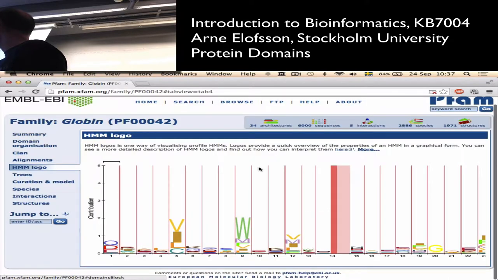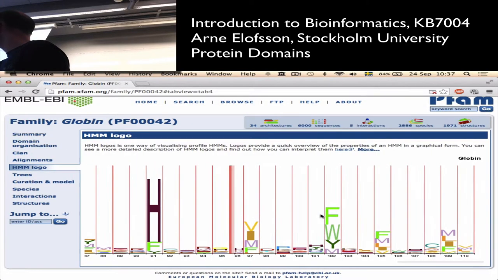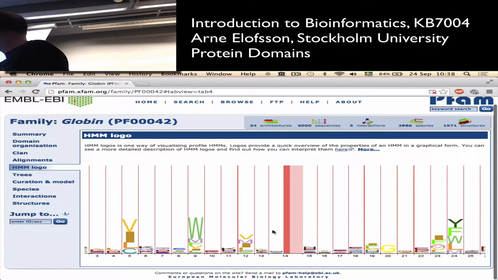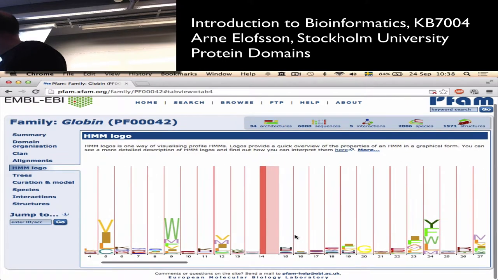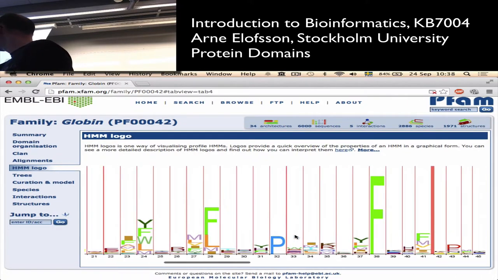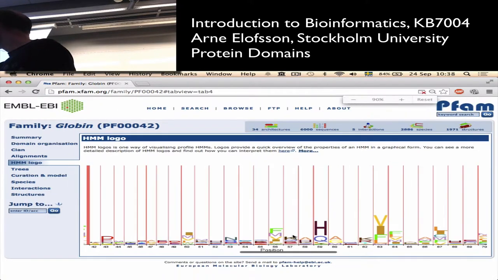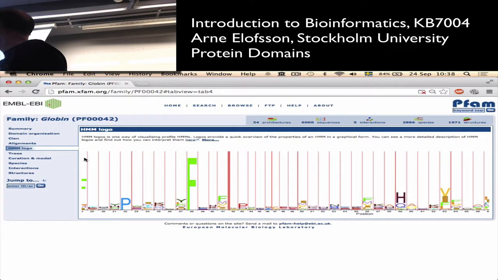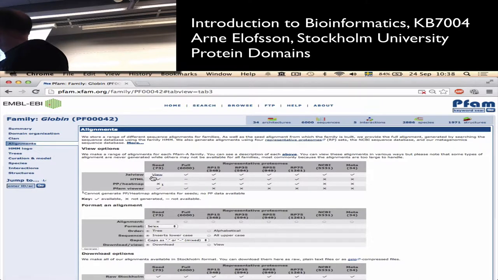I can look at the whole HMM, so this is the hidden Markov model. Or like the log of that. So here there's position 14, there's a conserved isoleucine, I guess it looks like. Let's see if we can make it smaller. Well, not that much. I can look at the alignments. Let's see if I can go to look at the alignment.